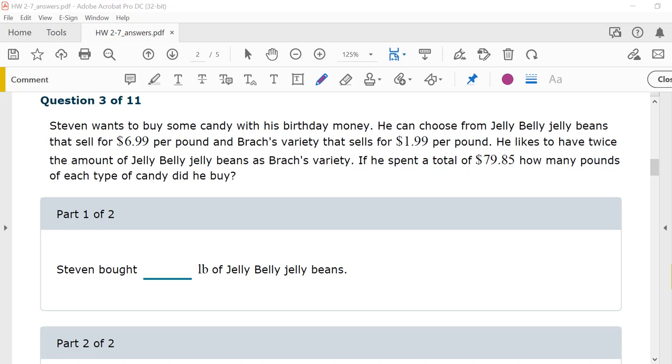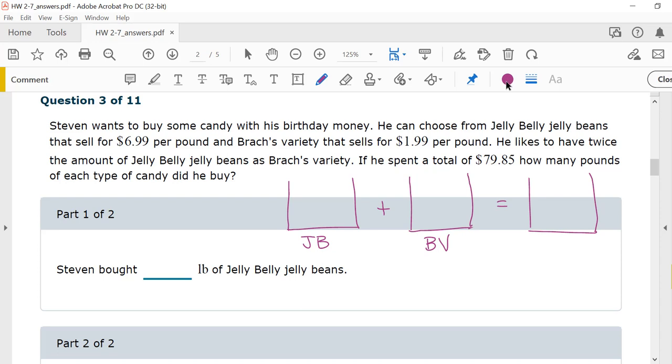Okay, I have two different types of jelly beans and the mixture. So let's go label these. This is Jelly Belly jelly beans, and this is Brock's Variety.